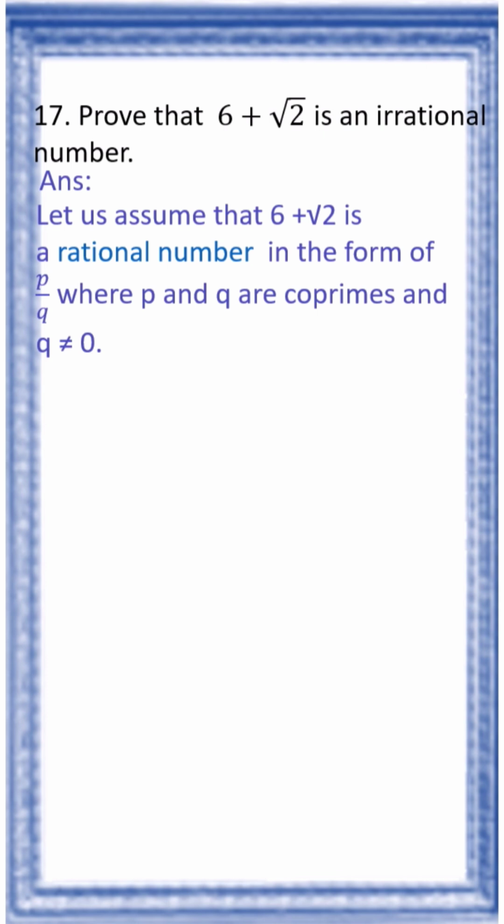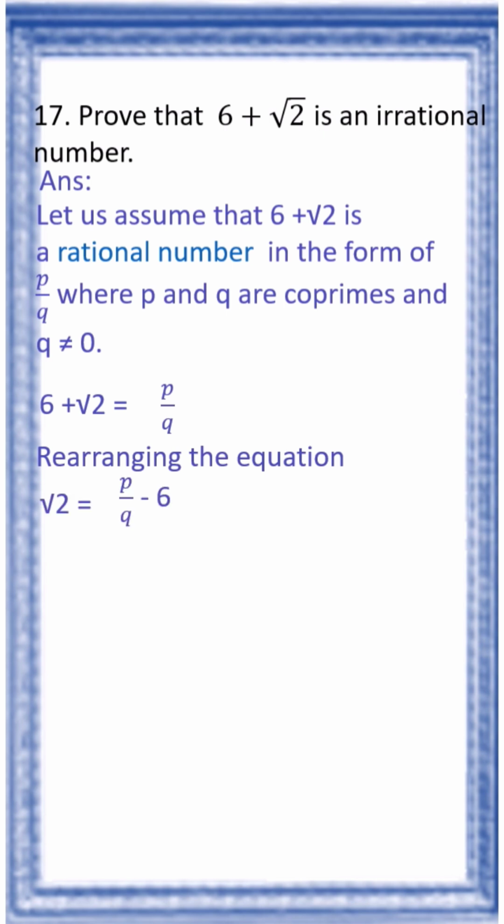Let us assume that 6 plus root 2 is a rational number in the form of p by q, where p and q are co-primes and q is not equal to 0. So we can write 6 plus root 2 as p by q. Rearranging the equation, root 2 is equal to p by q, transpose this 6 to this place, minus 6. Here LCM is q, so root 2 is equal to p minus 6q by q.